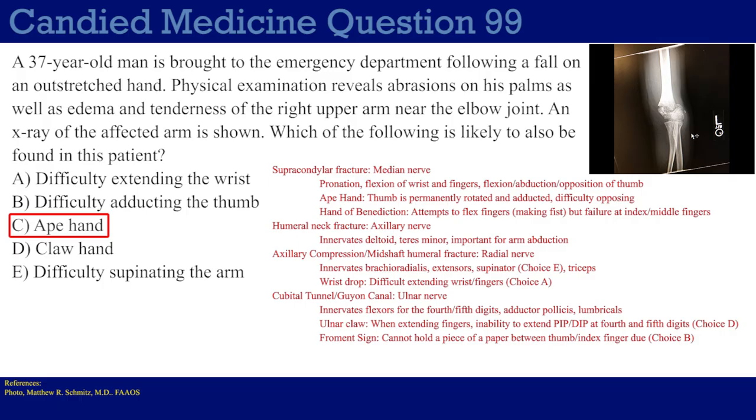So some of the things you can find with ulnar nerve injury is ulnar claw, which is when you try to extend the fingers because you have an inability to extend the PIP and DIP at the fourth and fifth digits, as I mentioned before. You'll end up with a ulnar claw or claw hand, which was choice D here.